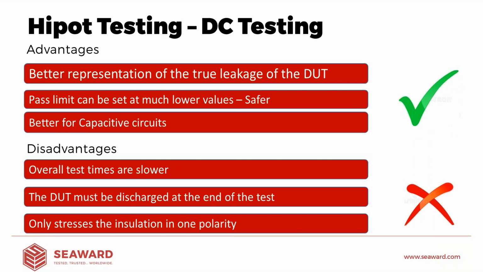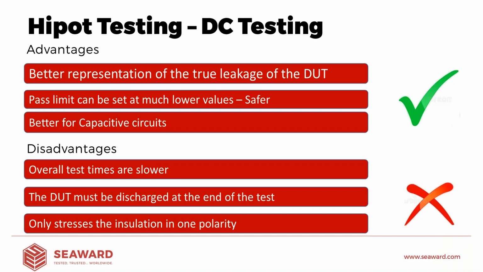We don't see this reactive element so much in a DC test. And that means that pass limits can generally be set at much lower values. If we know the current isn't so high, we can set a much lower value for the breakdown, which is much safer for the operator.